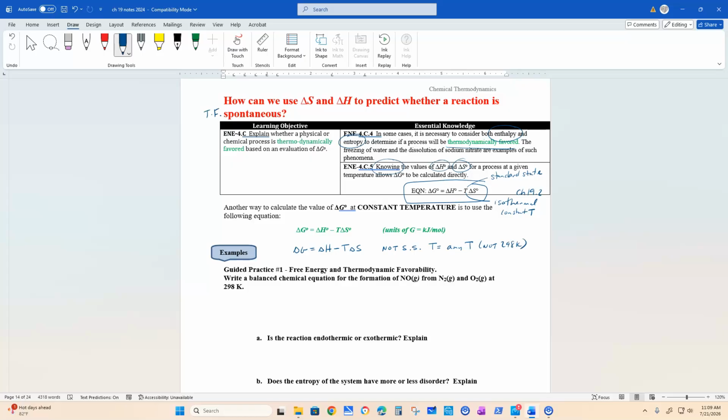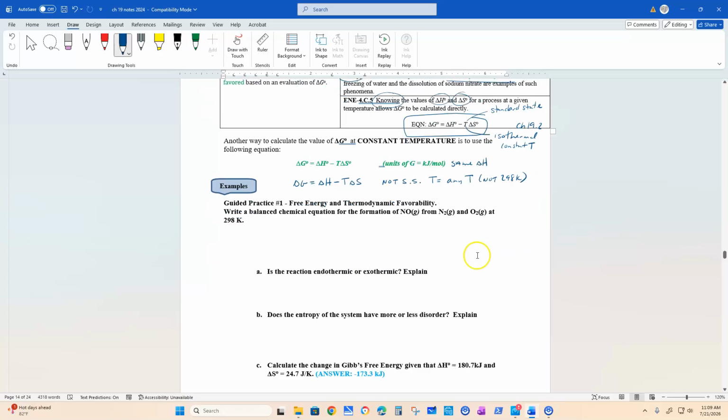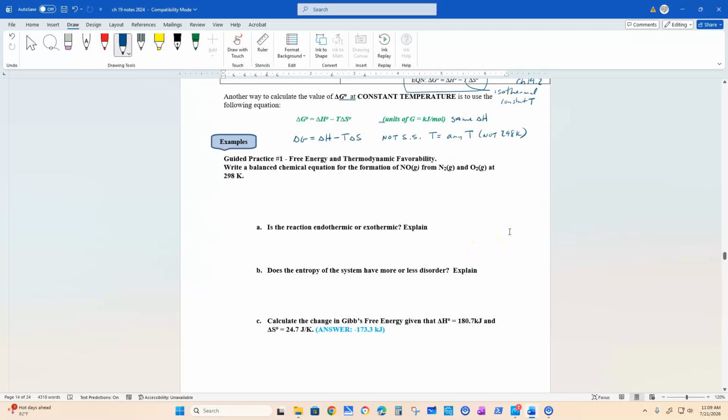Nothing hard about this. The units for G are also the same as how delta H was. So delta G and H do a lot of correlation with each other. Just one has to do with heat, and one's about thermodynamically favored. So let's do a little practice. Get out those calculators. Let's see what you can do.